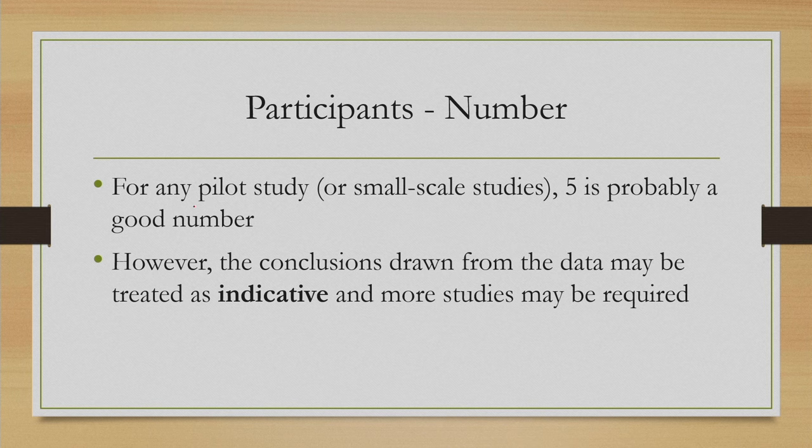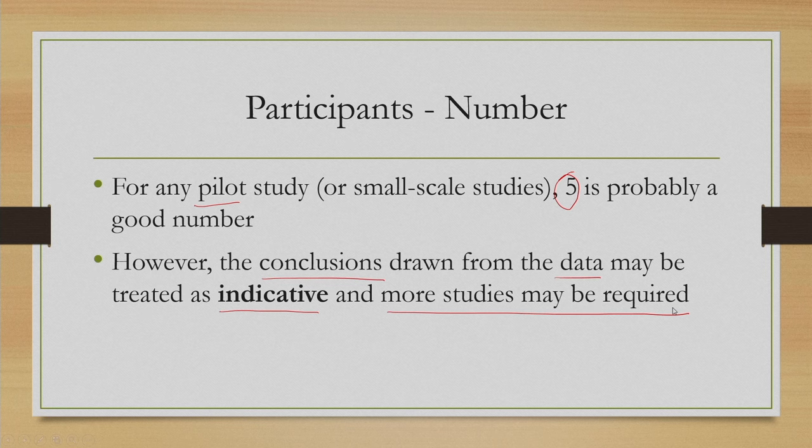For any pilot study, that is, small scale studies that we have mentioned in the earlier lectures, 5 is probably a good number. So, if you want to conduct a pilot study or a small scale study, then probably you can settle with 5 participants, like asking your 5 friends. However, the conclusions that you can draw from the data from those 5 participants or less, or nearby number of participants, say 5 or 6, may be treated as indicative and more studies may be required.